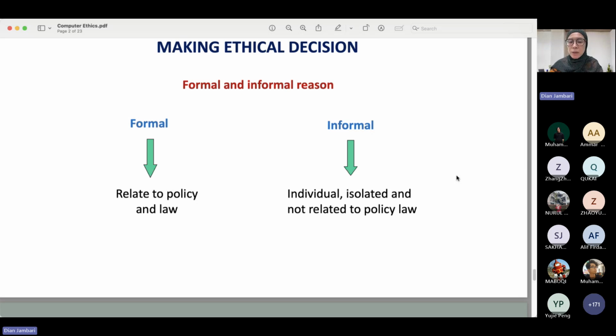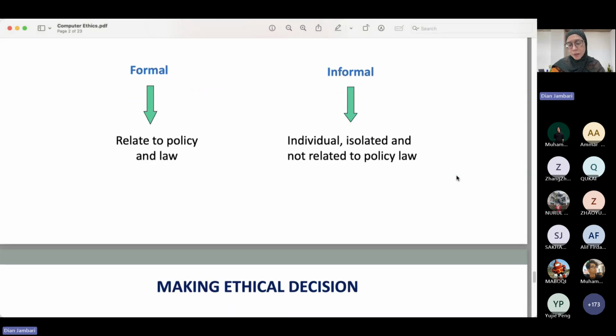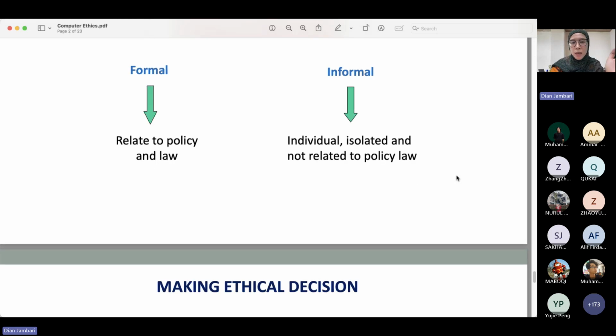And the informal could be isolated, which means because it's so unique to that individual, it may be isolated and may not relate to the policy and law directly. So it's a different perspective, different factors that we take because it's unique for the individuals in that ethical dilemma. Then we use that to complement the formal, to help with the reasoning of the decision that we can make, to make sure that it's still an ethical decision for the use of that ICT, for any ethical dilemma that happens in the use of that ICT. Okay, so that is the formal and informal.